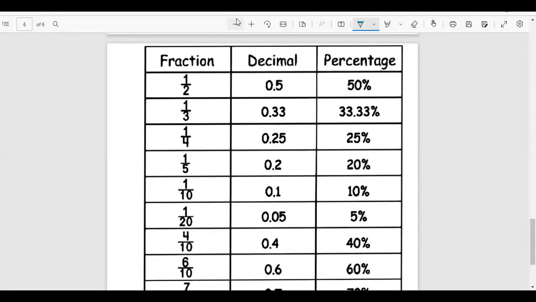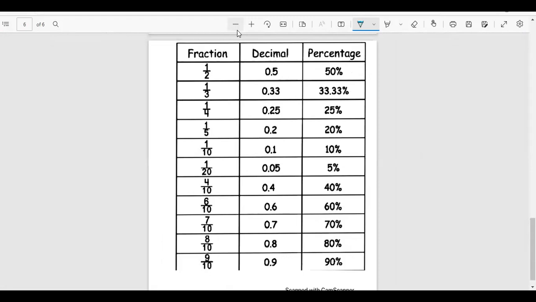Now this is basically something we need to understand. This last page has a few questions. You can just do any one of them. Let's talk about the third one. I will just highlight the third one. The third one is 1 by 4, 0.25 and 25%. So I will stop sharing this and share my whiteboard.